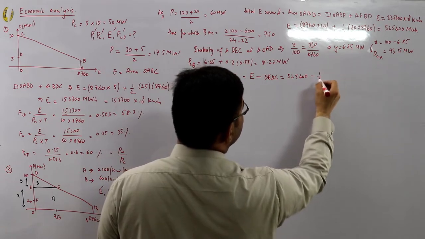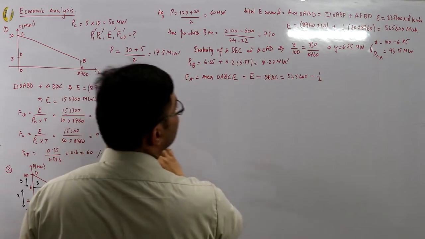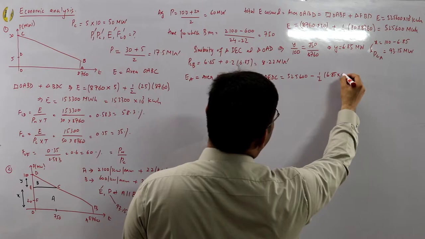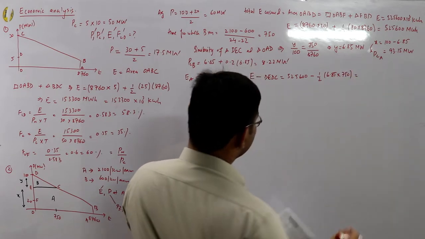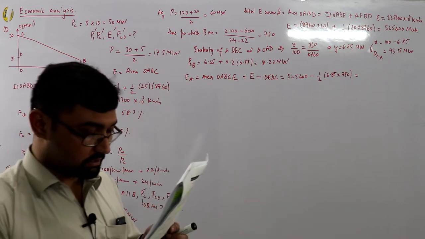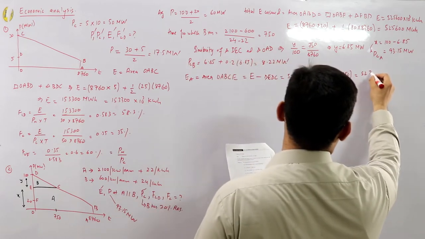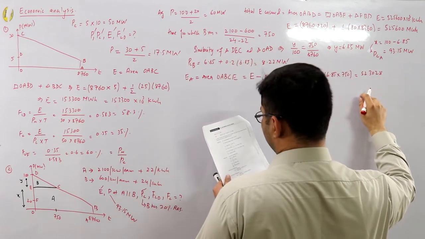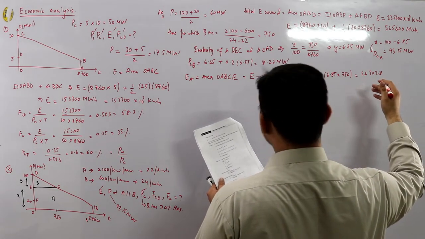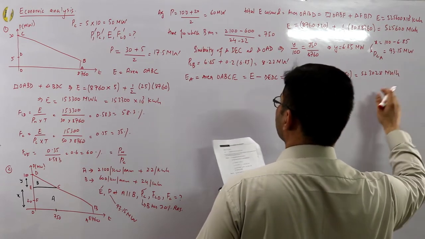So I have the total energy units 525600 minus half of Y, which is 6.85, into 750. Do the calculations. What does this come out to be? This comes out to be 523028. Is this fine? You have to just check it for yourself. This is in megawatt hours.